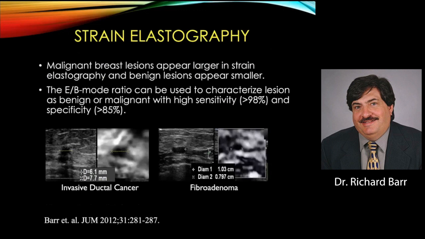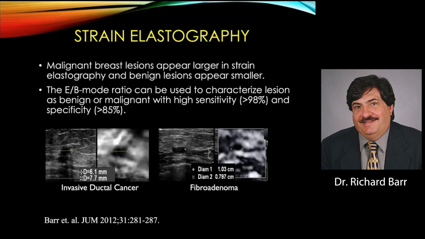Going to strain elastography, there is something very unique about breast that rarely happens in other organs, is that malignant lesions appear larger in strain elastography and actually also in shear wave, and benign lesions appear smaller. And I use the elastography to B mode ratio to characterize a lesion.